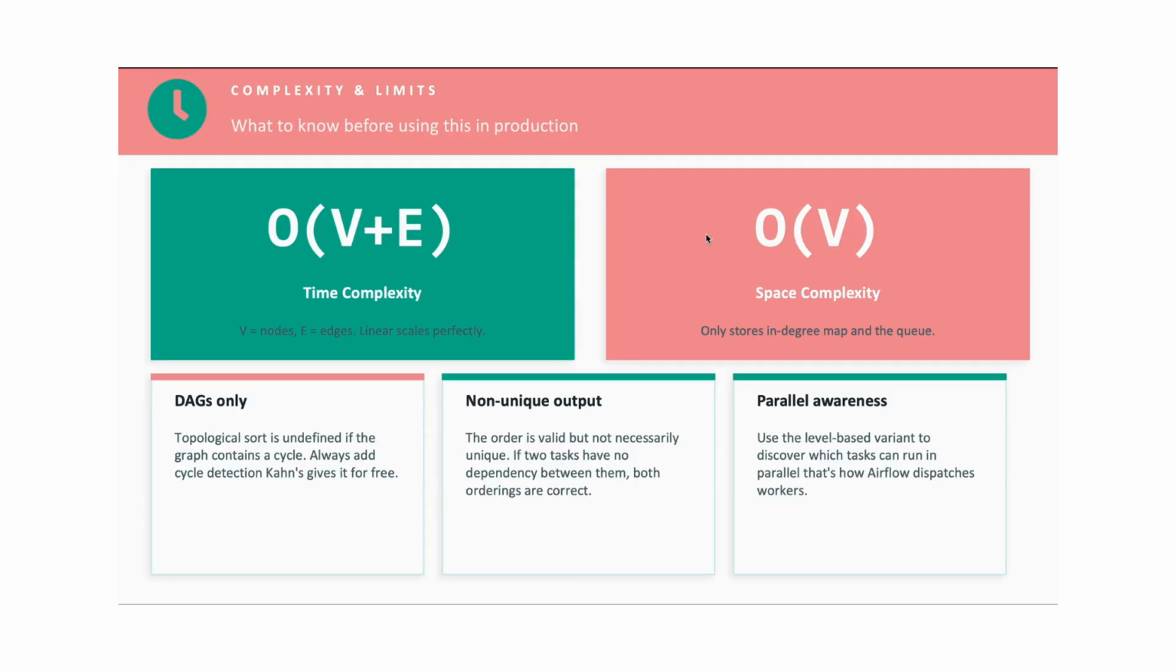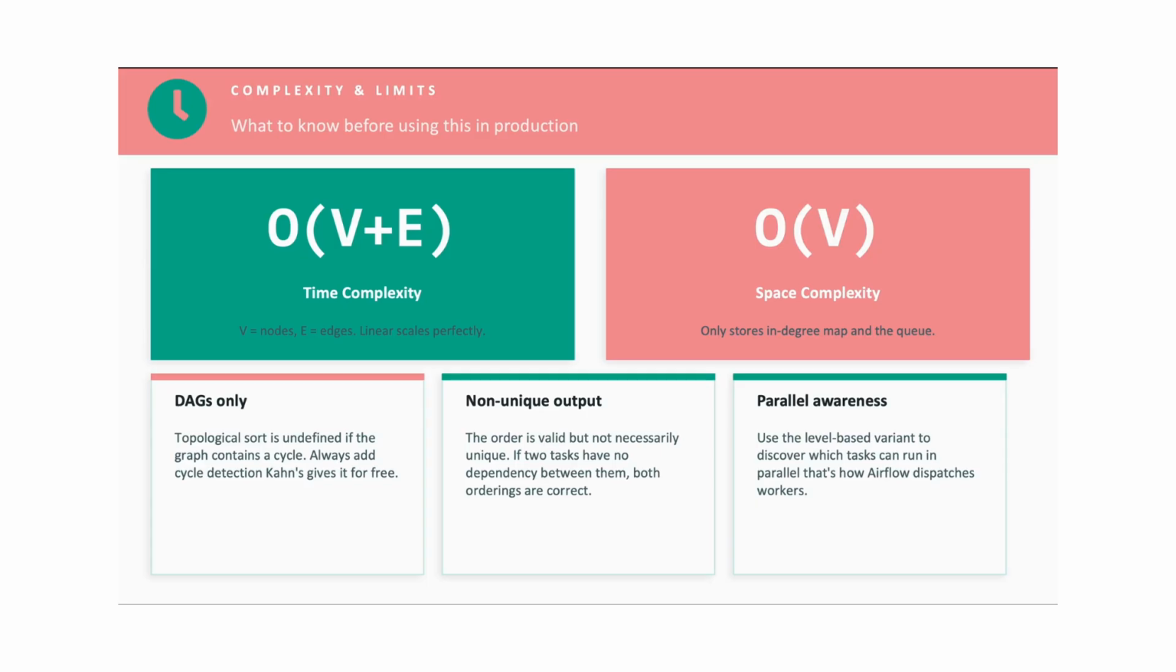Now let's talk about some complexity and limits. There are a few things that you need to know before using this in production. The time complexity is O(V+E). V stands for vertices, the number of nodes, and E stands for edges, the number of dependencies. You visit every node once, you process every edge once. Linear, extremely fast. The space complexity is O(V), just the in-degree map and the queue.